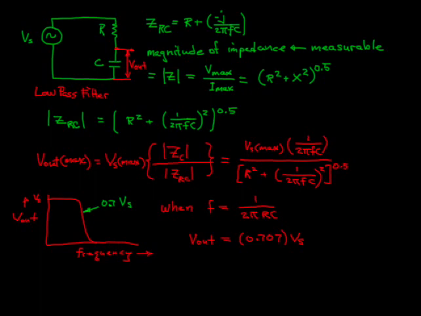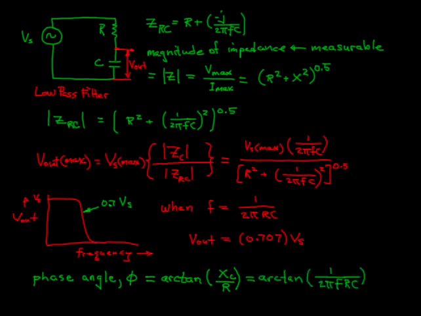We can also predict the phase angle between the voltage across the capacitor and V sub S. It is equal to the arctangent of the X component over the R value. And in this case, that gives the arctangent of 1 over 2 pi f R C.